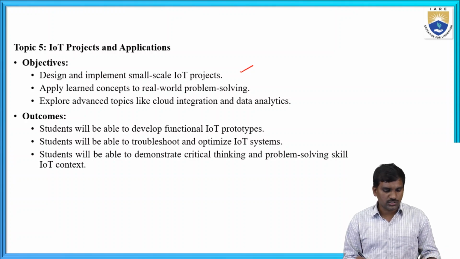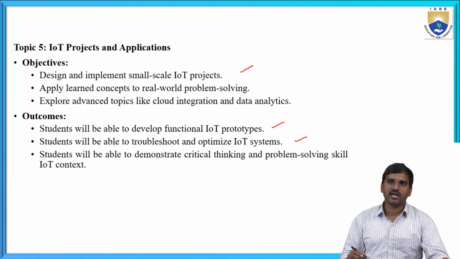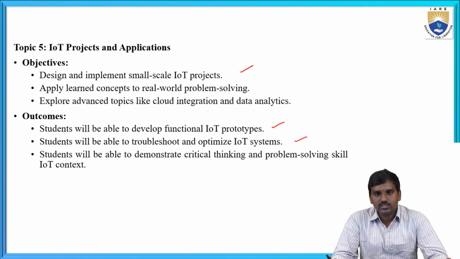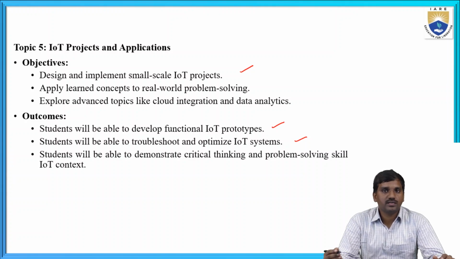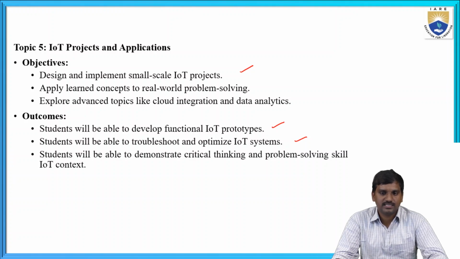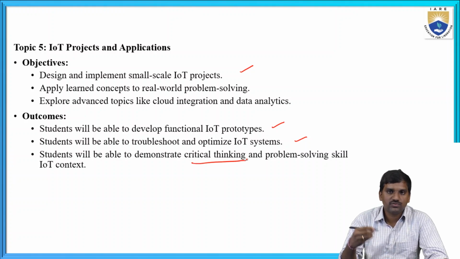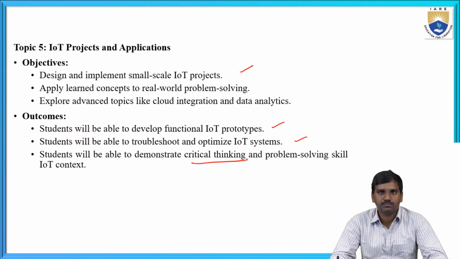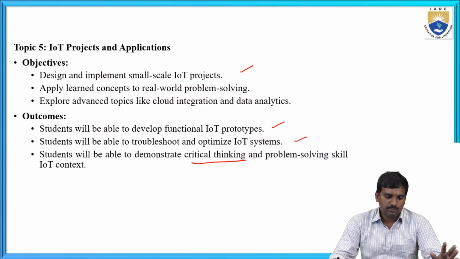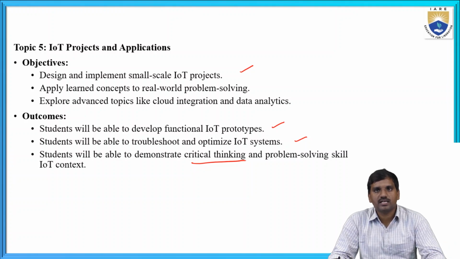And outcomes: the student should be able to develop functional IoT prototypes, should be able to troubleshoot and optimize IoT systems, and be able to demonstrate critical thinking and problem solving skills in an IoT context. We reach Bloom's taxonomy level 6, that is critical thinking, based on those real-time projects. So that is IoT projects and applications.